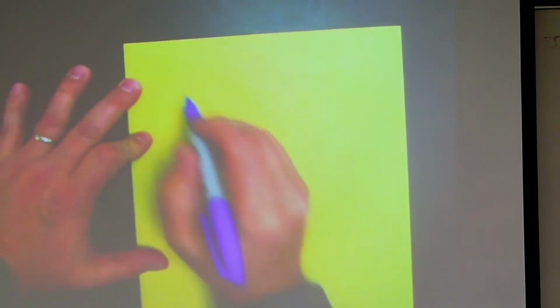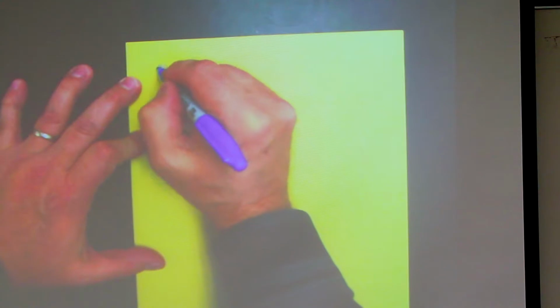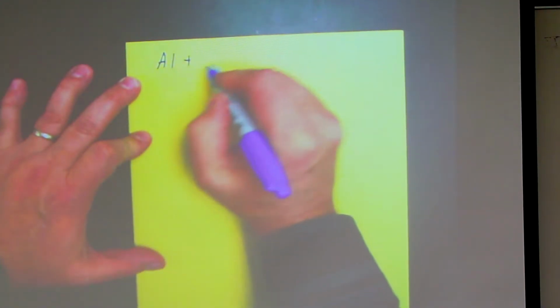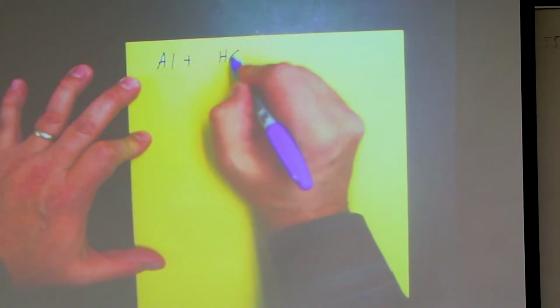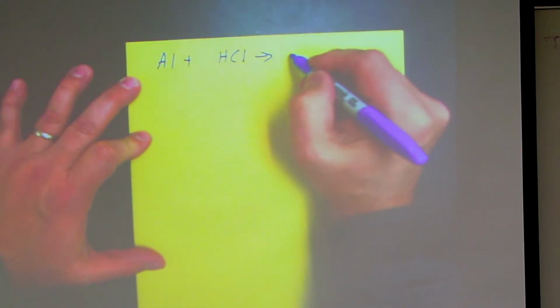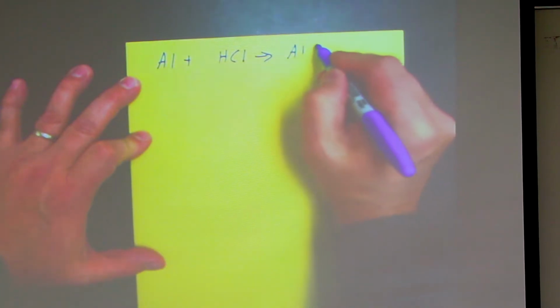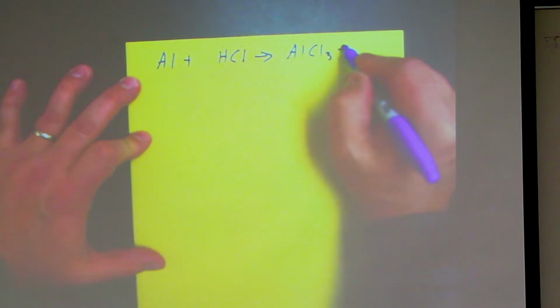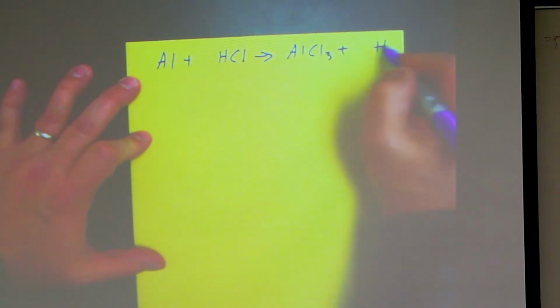And you have to leave in space for the coefficients when you write the equation. So it's aluminum plus, and then the coefficient, HCl yields, and then it's AlCl3 plus coefficient H2.